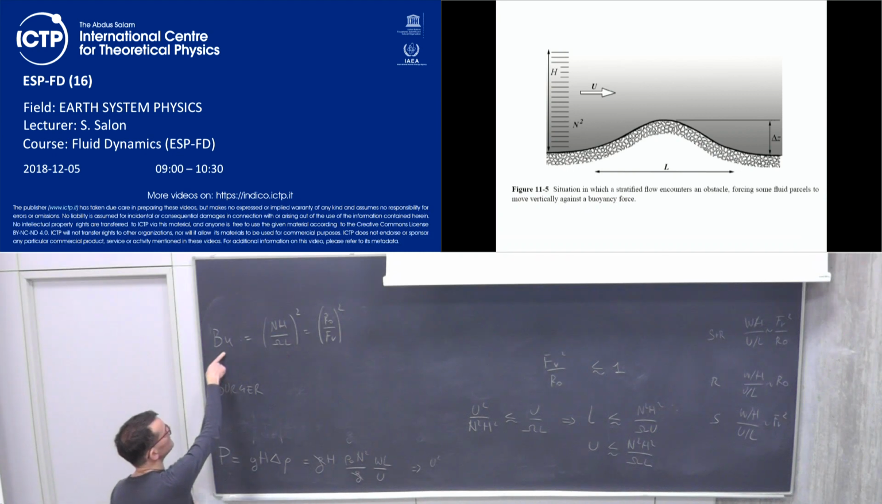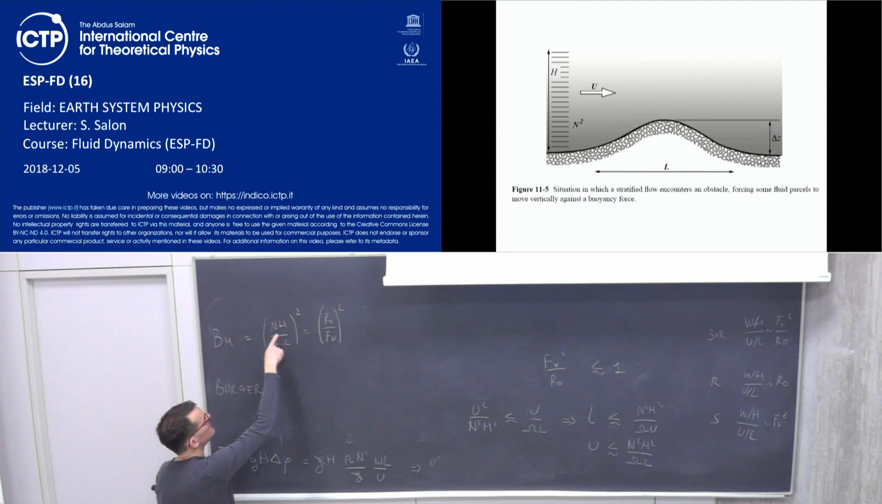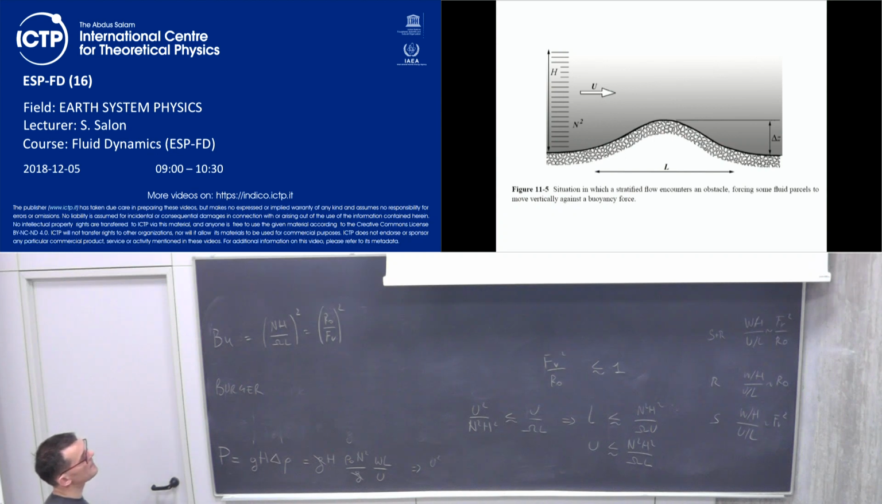So the Burger number is practically a ratio between two velocities. A velocity which is given by the frequency related to the stratification in the vertical scale, and the frequency given by the rotation multiplied by the horizontal scale. So it is another view of the ratio between the vertical divergence or convergence and horizontal convergence or divergence.